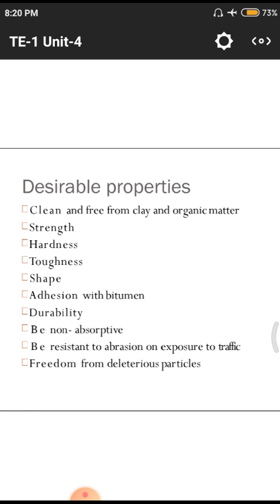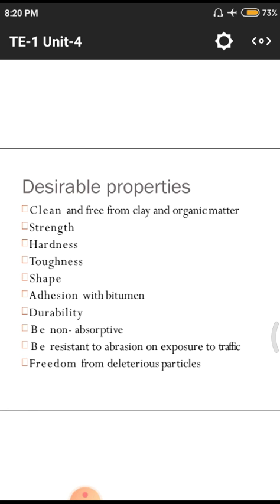Particularly while we are mixing the aggregate with bitumen, so that there may be an equal quantity of adhesion properties between the bitumen and aggregates. Next one, durability. Durability means the material will have to sustain the atmospheric conditions.